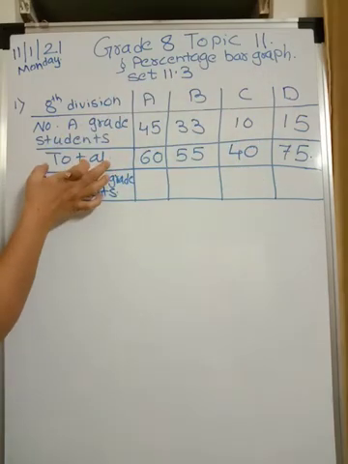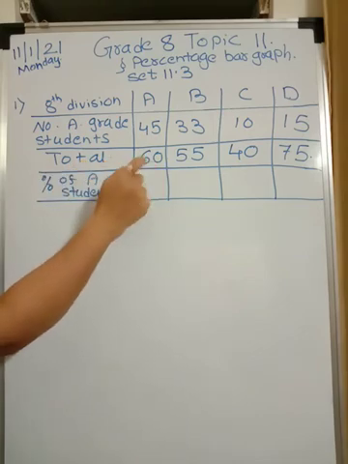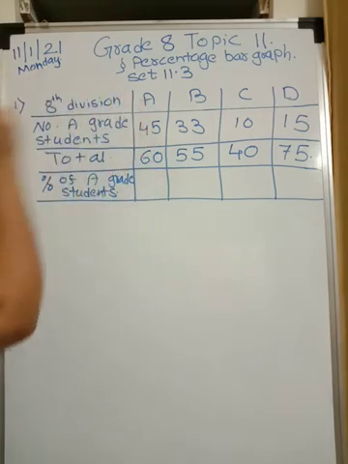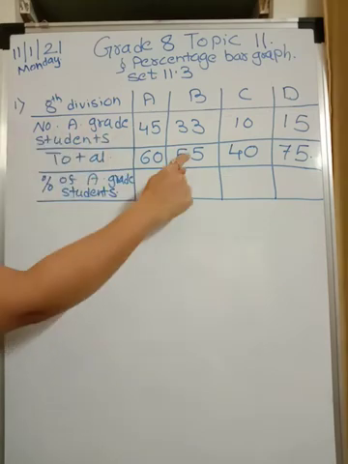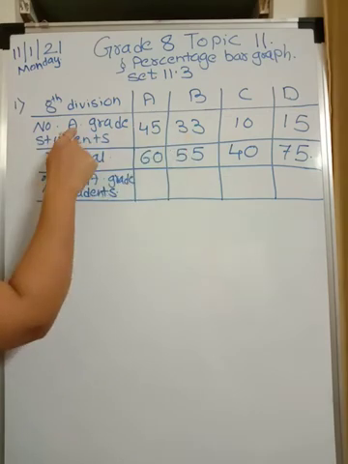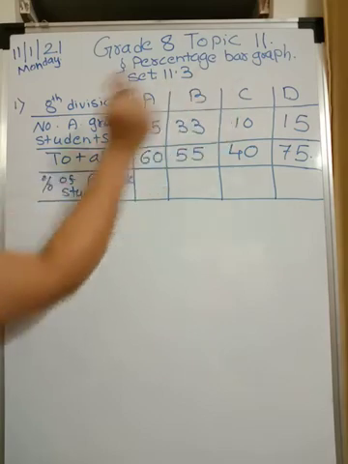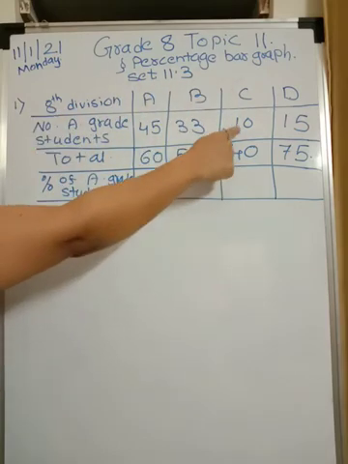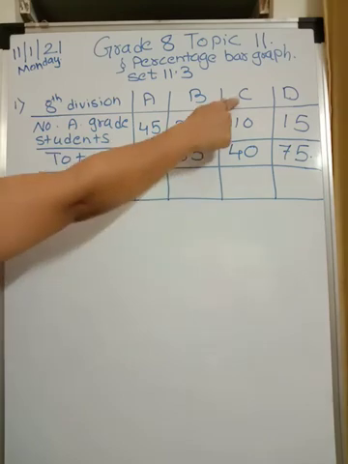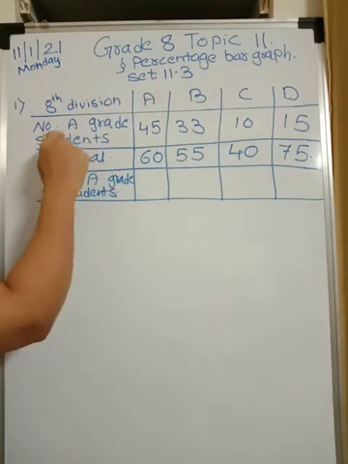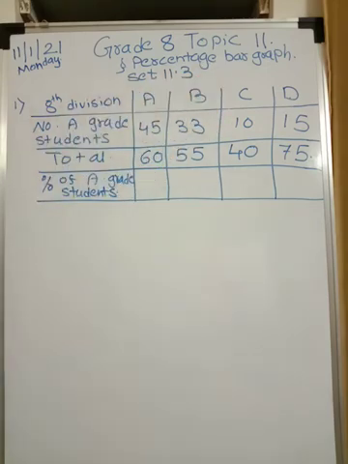Now what is total number of students? 60. That means out of 60, 45 have secured A grade. Out of 55, 33 have secured A grade from division B. These are not grades, these are divisions. Alright. Out of 40, 10 students have secured A grade from division C. And out of 75, 15 students have secured A grade in division D.